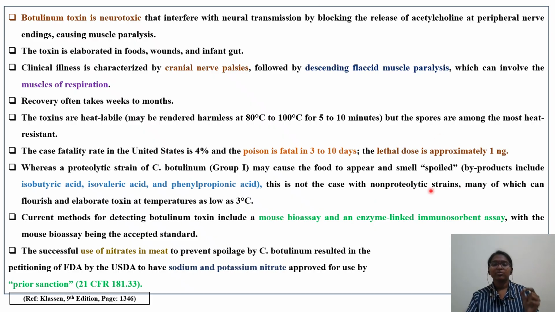Non-proteolytic botulinum strains can flourish and elaborate toxins at very low temperatures, even at 3 degrees centigrade. Current methods for detecting botulinum toxin include the mouse assay as well as enzyme linked immunosorbent assay, with the mouse assay being the accepted standard. The successful use of nitrates in meat, storing the meat using nitrates to prevent spoilage by Clostridium botulinum, resulted in a petition to the FDA by the USDA to have sodium and potassium nitrate approved for use as prior sanction under 21 CFR 181.33.